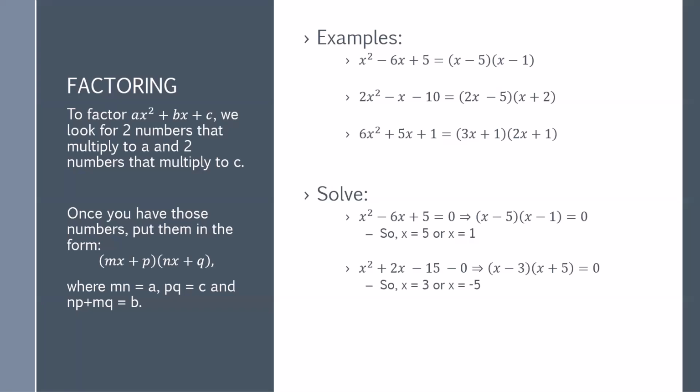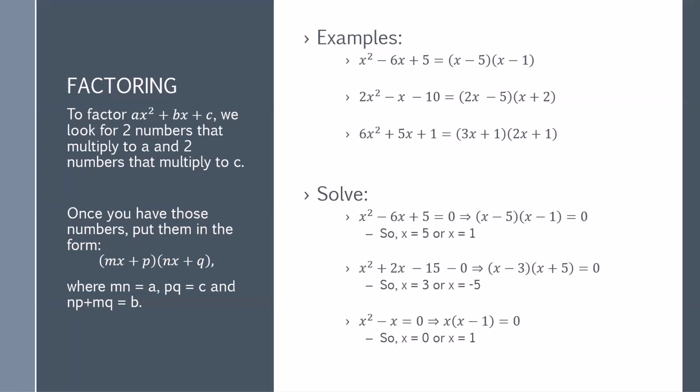Similarly, if we've got an equation like x squared plus 2x minus 15 equals 0, you need two numbers that multiply to give you -15, but add to +2. So that'll be +5 and -3. So we get x minus 3 times x plus 5 equals 0. In this case, x will have to be 3 or -5.